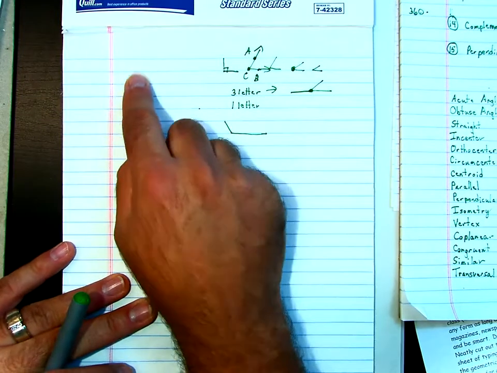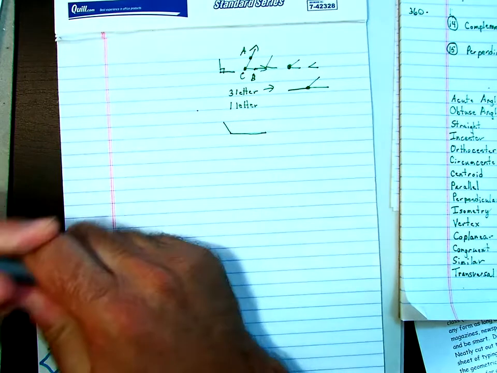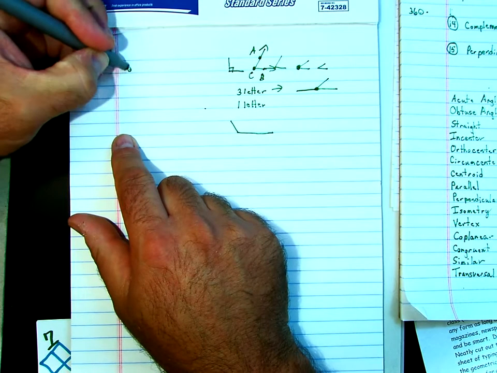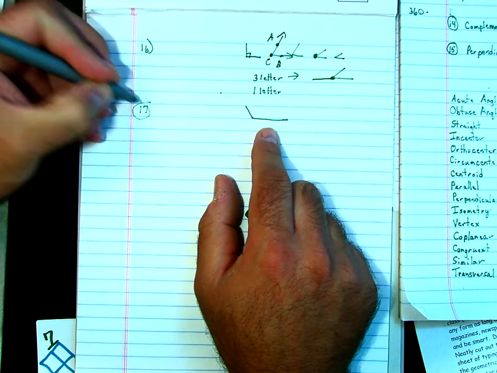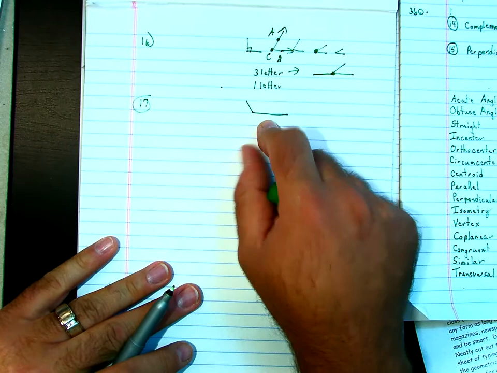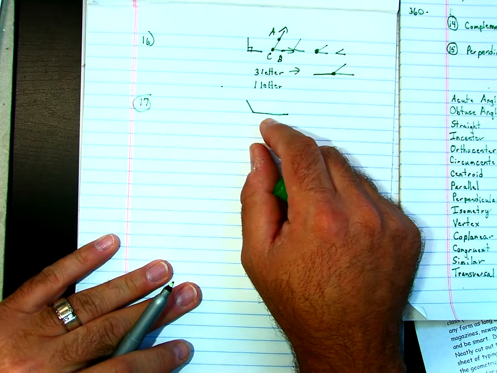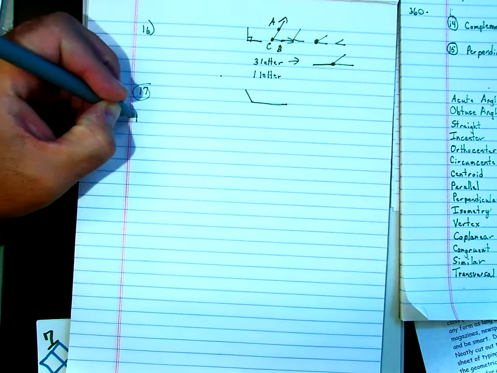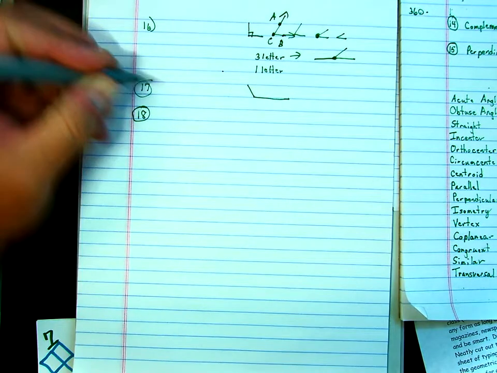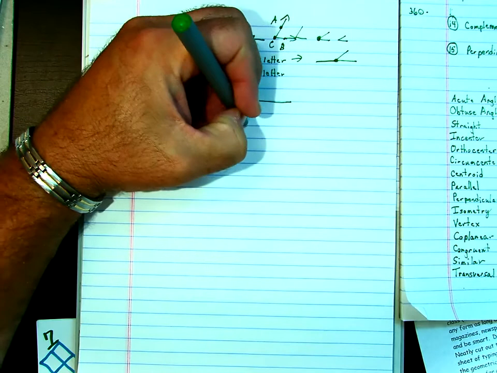An acute angle is any angle that's less than 90 degrees. An obtuse angle is anything greater than 90 degrees. Of course, you should know what a right angle is. It is exactly 90 degrees, but that's not one of them because you're supposed to have already known that one. The next one would be a straight angle.